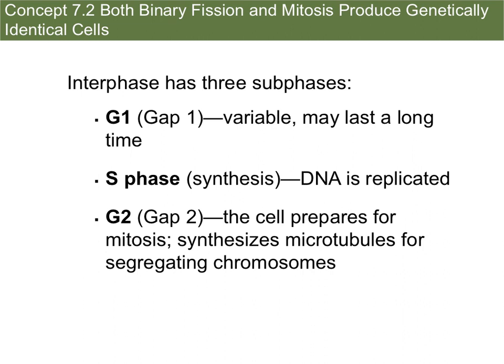The S phase, which is the synthesis phase, this is where DNA is replicated, or where we synthesize a new copy of DNA. And the G2 phase is our gap 2 phase. This is where the cell begins to prepare for mitosis, where we synthesize the microtubules that are needed in mitosis that are going to connect to those chromosomes and segregate them.